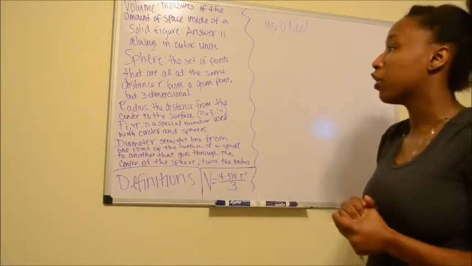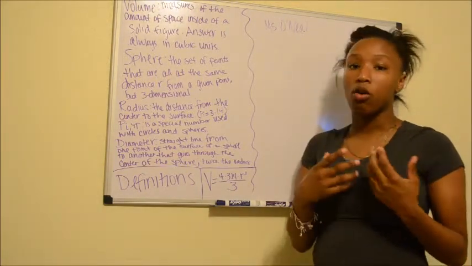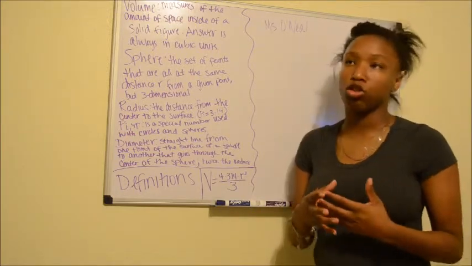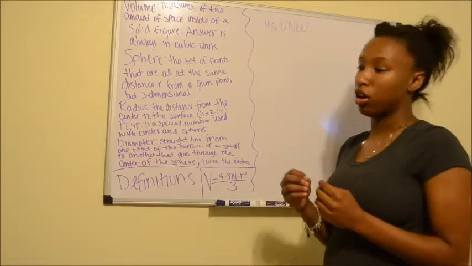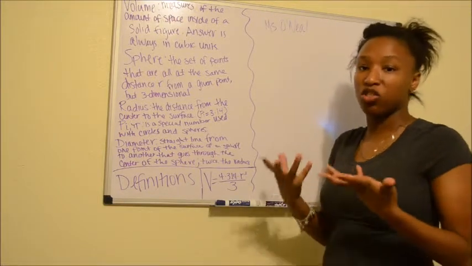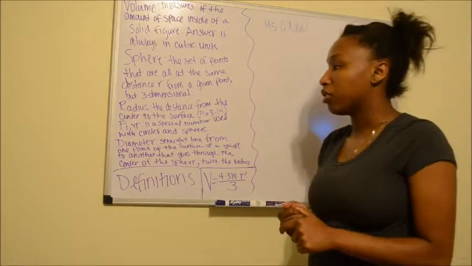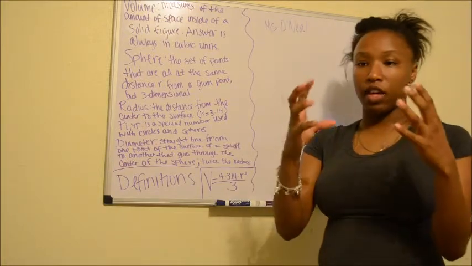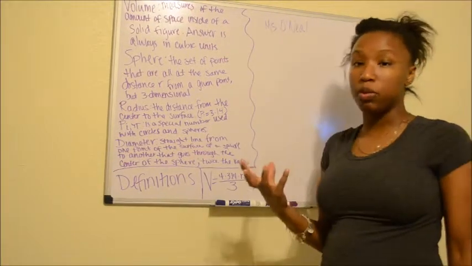Sphere. The word sphere means the set of points that are all at the same distance, which is r, which is radius, from a given point, but three-dimensional. So things like a basketball or a marble or a volleyball, those are all considered spheres. Radius means the distance from the center to the surface. So if the middle of a basketball, from the middle to the side of it, would be the radius.